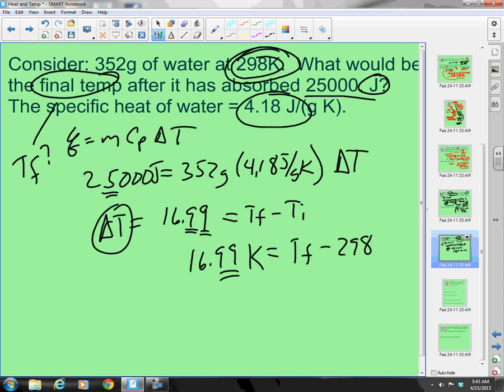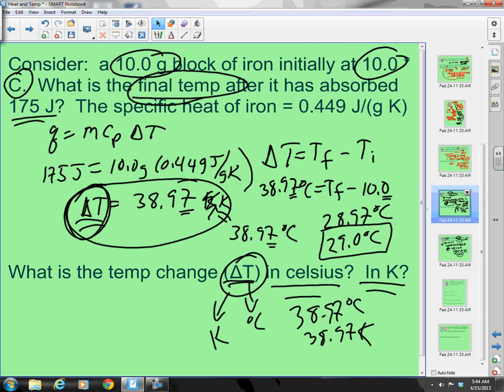Oops, I think I made a mistake last time, didn't I? Yes, I did. Here, we'll fix this and we'll go back and fix my mistake. So I have 16.99, add 298 to both sides, and what do I get? I get 315 Kelvin. Good. Remember, I have to add 298 to both sides. What did I do last time? I didn't add this. I subtracted it. That's wrong, wrong, wrong. Okay, so let's fix it.